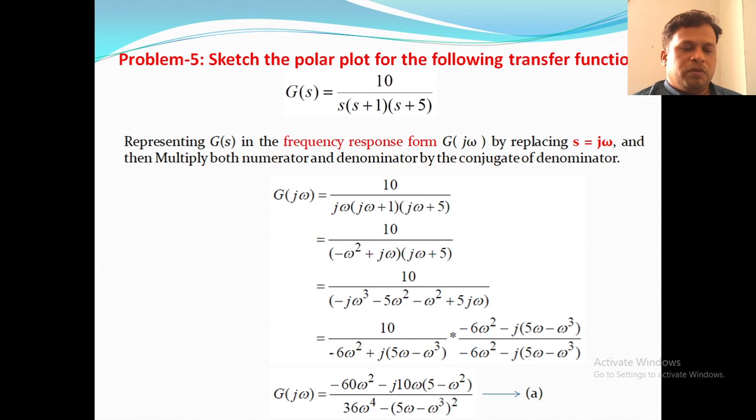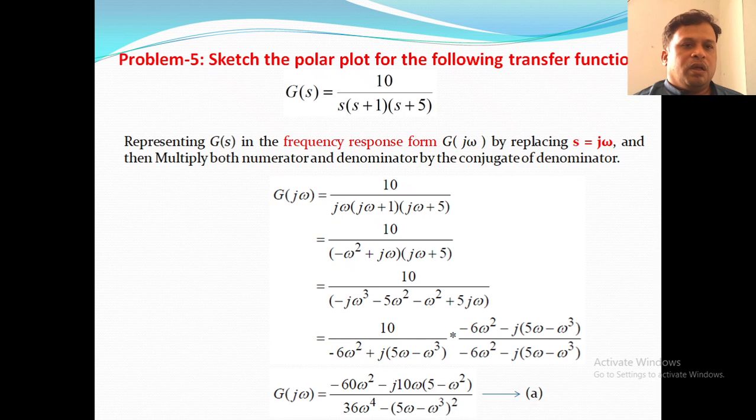Now one more problem: if you are having a polar plot for 10 by s into s plus 1 into s plus 5, the frequency response will be G of j omega equals 10 by j omega into j omega plus 1 into j omega plus 5. After substituting these values, we get G of j omega equals minus 60 omega square minus j of 10 omega into 5 minus omega square, by 36 omega power 4 plus 5 omega minus omega cube whole square. Now make it equation A.